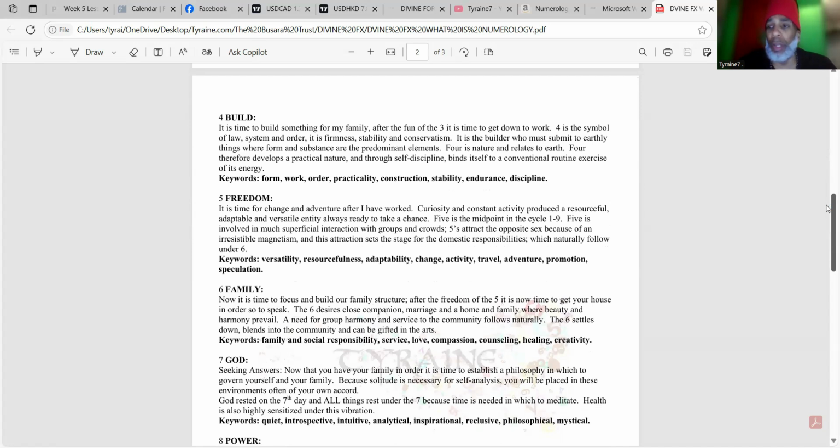Number four represents build or the builder. It's time to build something for my family after the fun of the three. It's time to get down to work. Four is a symbol of law, order, and systems. It's firmness, stability, and conservatism.